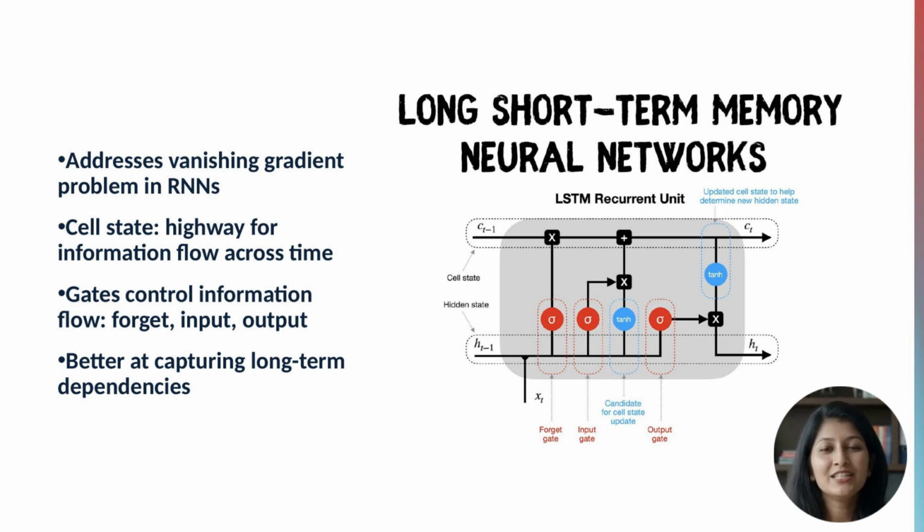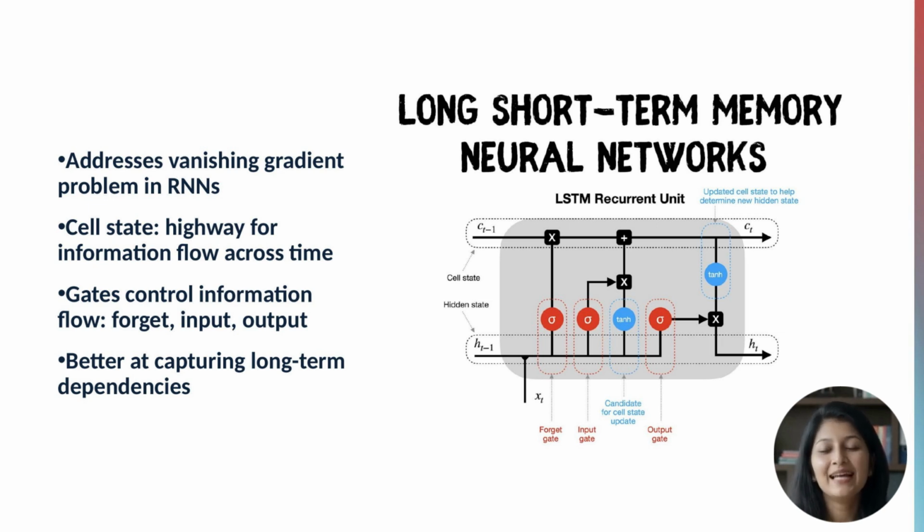This gated architecture allows LSTMs to maintain information over long sequences without gradients vanishing. Important information can flow through the cell state highway with minimal transformation, preserving gradients during backpropagation. Meanwhile, gates can learn to forget irrelevant information and update the cell state with new relevant information.